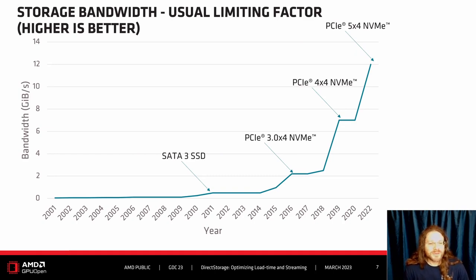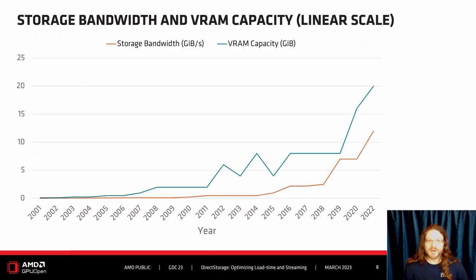However, currently the most usual limiting factor as far as the interfaces between all these devices happens to be the PCIe bus from the storage device to the system memory. So on the left-hand side, we can see the bandwidth in gigabytes per second. And with modern PCIe 5 x4 NVMe devices, we can see that there's approximately 12 gigabytes per second available. However, the most recent ones that have shipped are in the 9 to 10 gigabytes per second range. This is what we'll be using for the remainder of this talk.